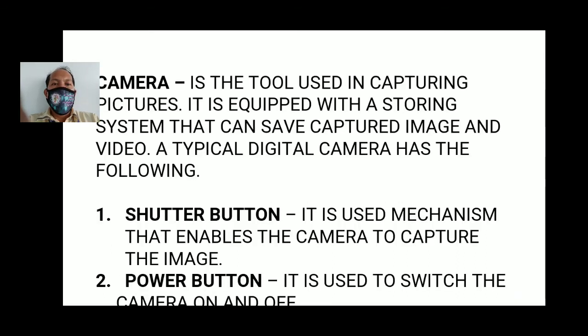What is a camera? A camera is the tool used for capturing pictures. It is equipped with a storage system that can save captured images or video. A typical digital camera has the following. One is a shutter button. It is the mechanism that enables the camera to capture the image. The other one is the power button. It is used to switch the camera on and off.